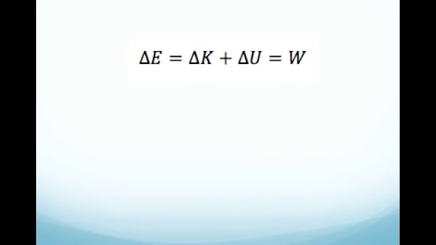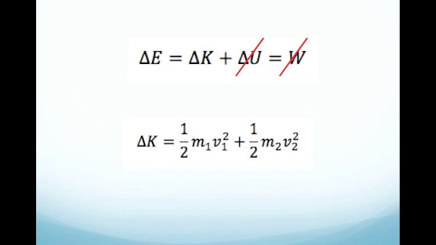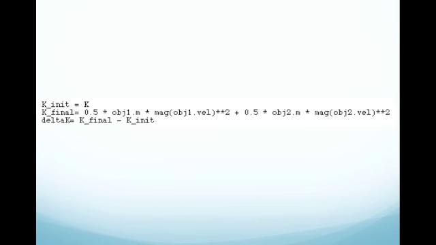For this lab, we need to use the energy principle. This principle states that the total change in energy is equal to the change in kinetic energy plus the change in potential energy, and this is all equal to work. We are not accounting for potential energy or the outside forces on the system, so these values will be 0. Therefore, the change in energy is equal to the change in kinetic energy, which is 1/2 times the mass of object 1 times the velocity of object 1 squared plus 1/2 times the mass of object 2 times the velocity of object 2 squared. Here is this represented in the code.